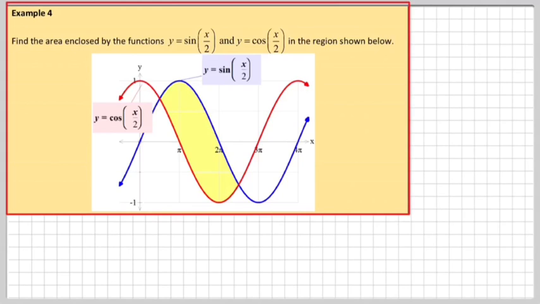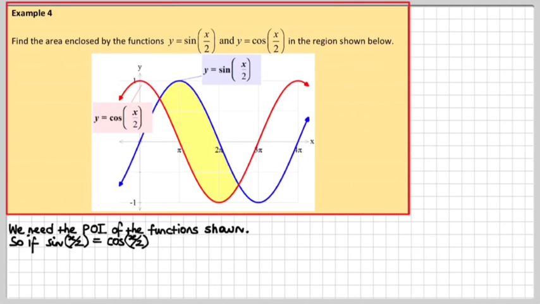What have we got here? The functions y equals sine of x over 2 and y equals cos of x over 2 in the region shown, and we want the yellow bit. Very nice, isn't it? So we'll have to get the points of intersection, again, of the functions shown. So this is, again, testing our ability to solve trig equations.